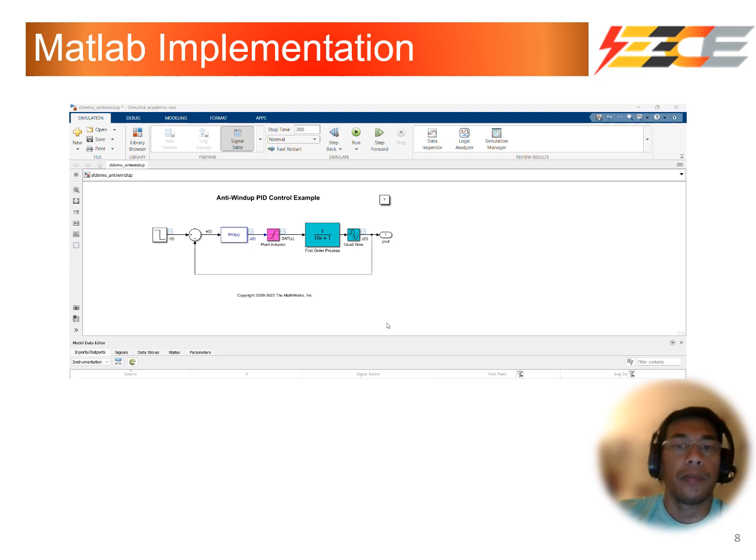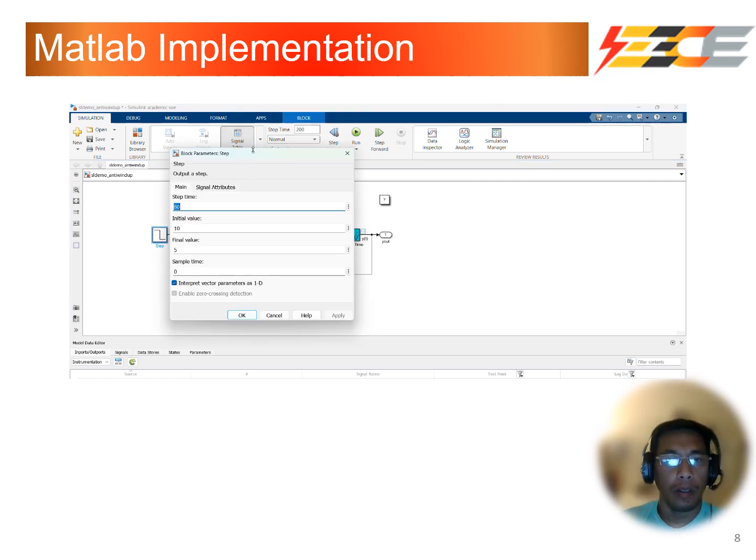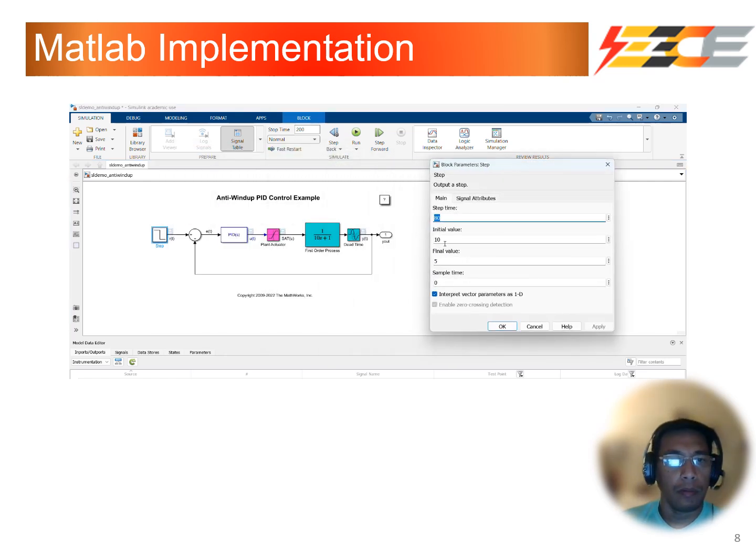So here, you can see a MATLAB example of an anti-windup PID control example. So let's inspect a few parameters of the block diagram. So here is the set point. There's a PID block. There's a summing junction. So if we inspect the set point, it just says the initial value is 10 and the final value is 5 after a step time of 8.